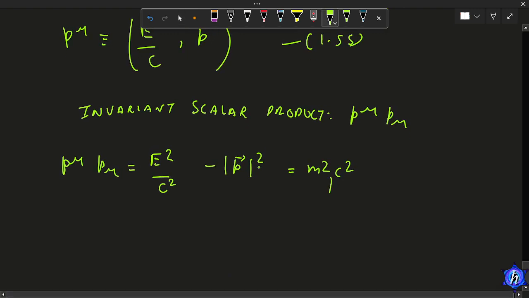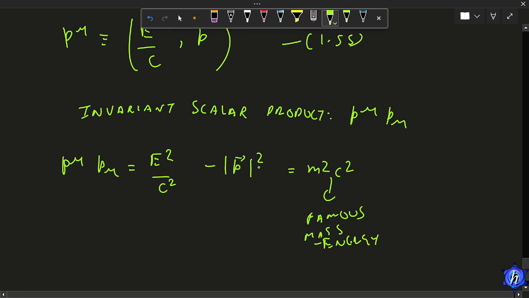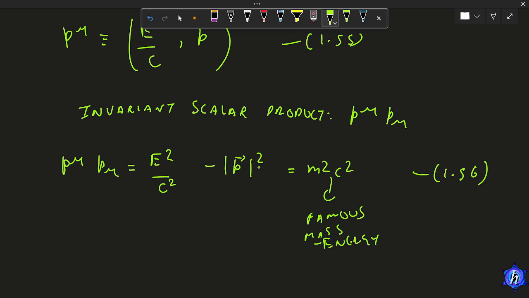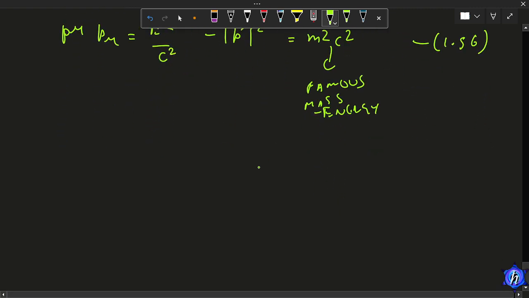This is nothing but the famous mass energy relation. You might know this from your STR course. I'll just name this equation 1.56. We're not going to use it anyway. Before finishing this video, we can go ahead and do a sanity check on our understanding. A simple exercise, nothing big, nothing bad.